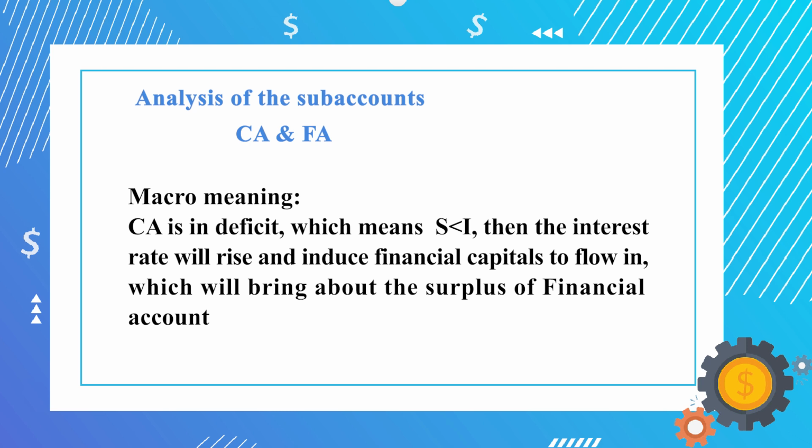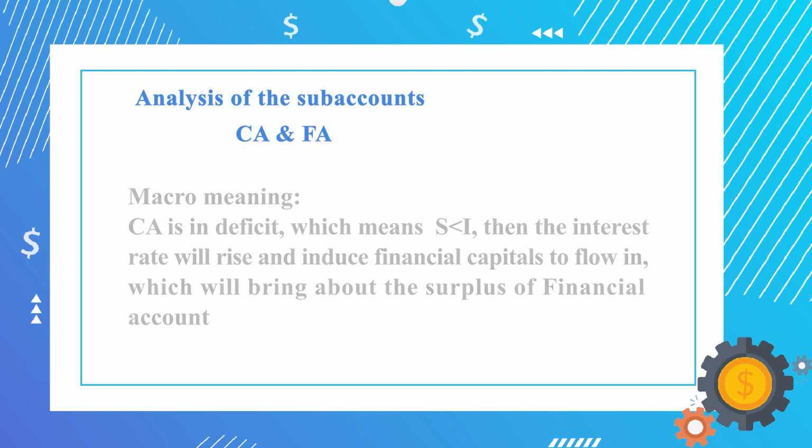When saving level is less than investment level, then the interest rate will rise, which induces financial capital to flow in, which means the deficit of current account will be supplemented by the surplus of financial account. This is the funding mechanism between current account and financial account.